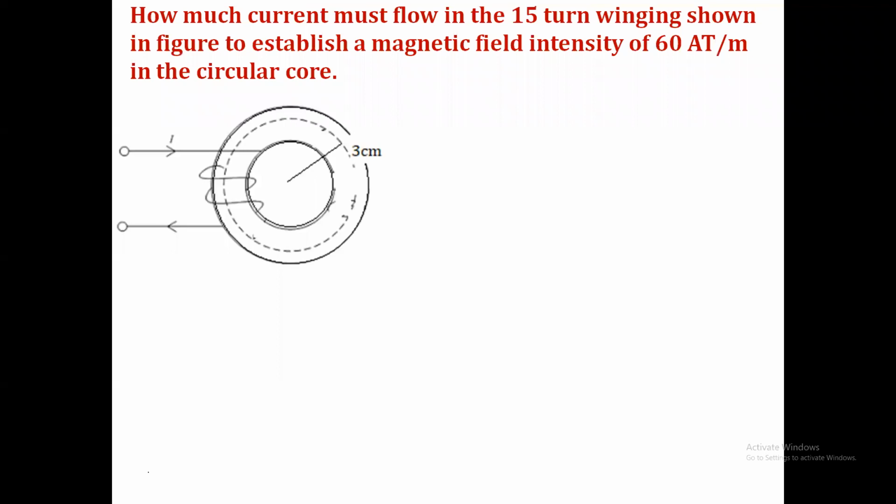So all of you please note down the example. How much current must flow in the 15 turn winding shown in the figure to establish a magnetic field intensity of 60 ampere turn per meter in the circular core? Try to draw the diagram. Once it is over, write me a message in the chat box.